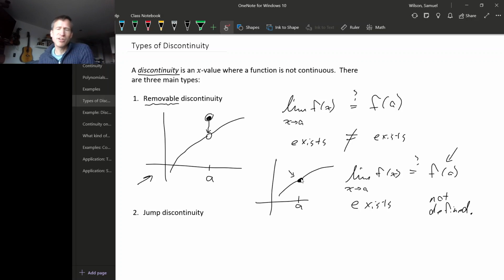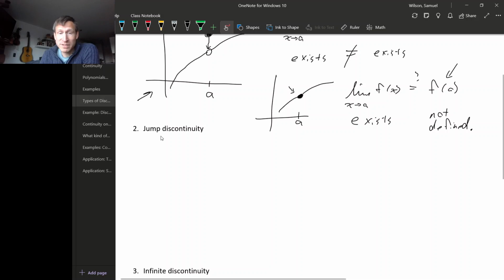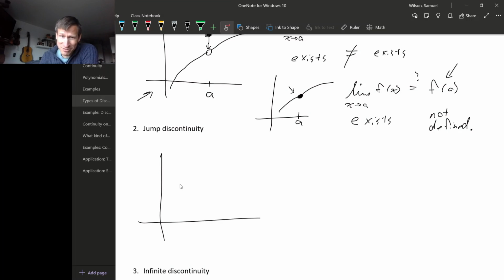So removable discontinuities are sort of the best kind of discontinuity. They're somehow the least offensive kind of discontinuity. Right, another type of discontinuity is a jump discontinuity. And a jump discontinuity is what it sounds like. It's just wherever your graph jumps from one value to another, like this.